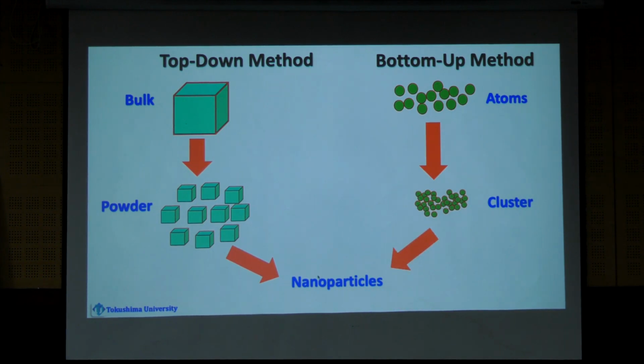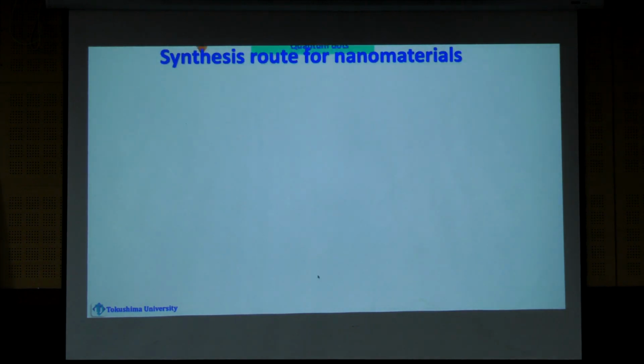Vice versa, like you start with the bigger, create the nanoparticle, and from small structure you can still create the nanostructure. So bottom you start with very small and top you start with the very big.